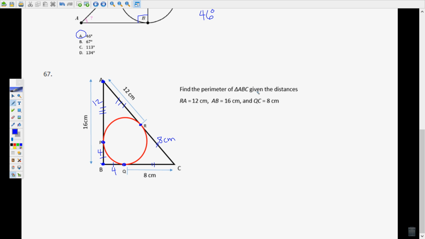And just go back and make sure you look at what they're asking for. They want the perimeter. So you're going to add up all of those sides. This one is 16. This one is 12. And this side is 20. So you add those 20, 16, and 12 together to get your perimeter of 48 centimeters. Great.